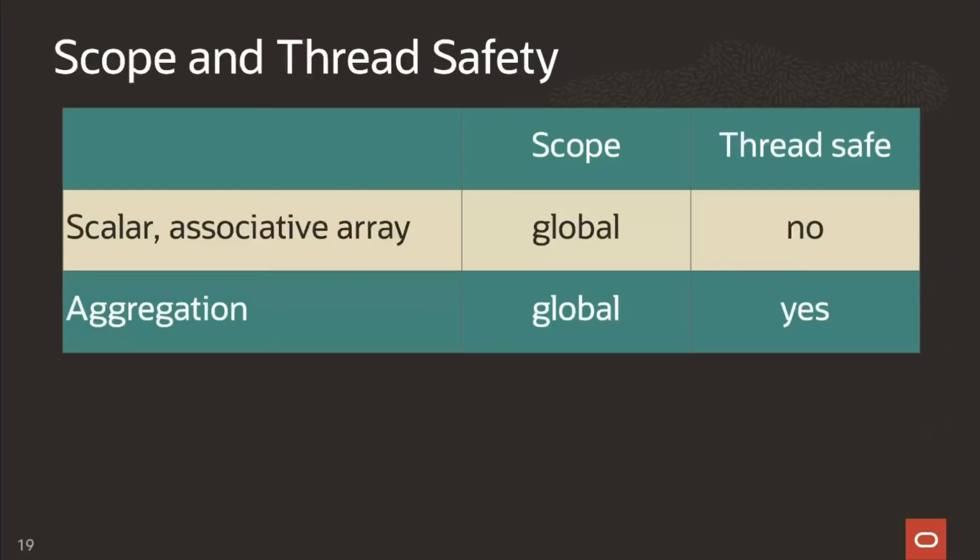We now need to talk a little bit about the scope and thread safety. We have scalar variables, for example, and associative arrays. They have a global scope, they're visible everywhere, they can be modified everywhere, and they're not thread safe. Especially with associative arrays, that's sometimes something to pay attention to. Aggregations have a global scope, they're visible everywhere, and they're thread safe. But that's kind of nice.